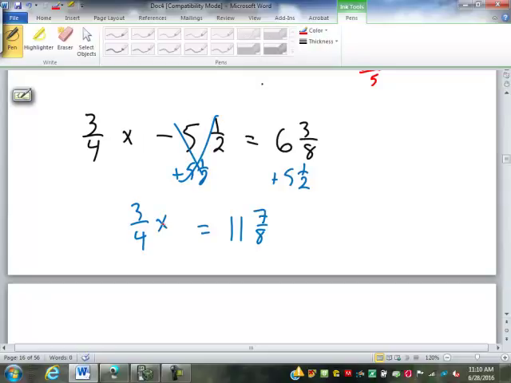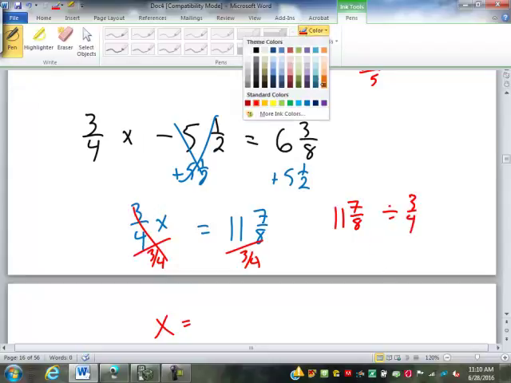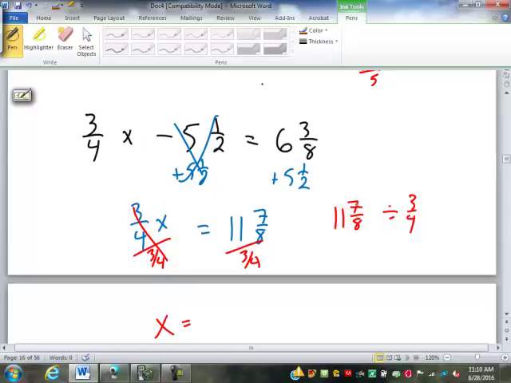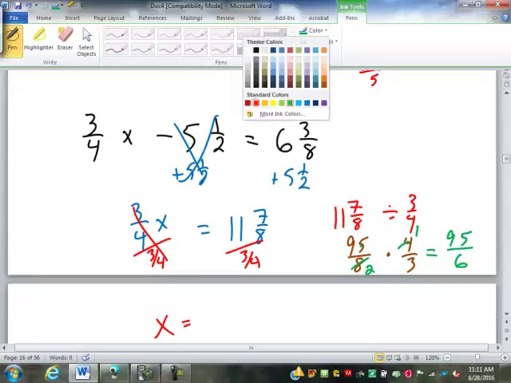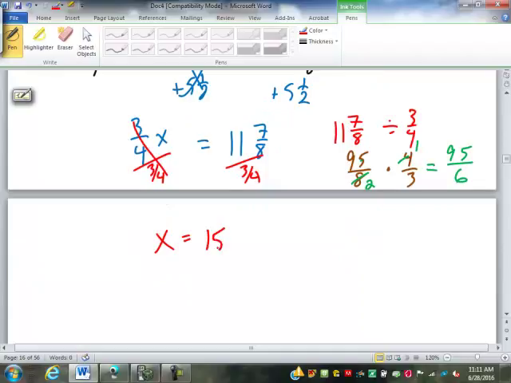X is being perfect. It's being multiplied by 3/4, so we're going to divide by 3/4. So that's gone, leaves us with x. We have 11 7/8 divided by 3/4. This is going to become 8 times 11 is 88, plus 7 is 95/8. This is going to be times 4/3. And we can cross cancel the 4 and the 8 to give me 1 and 2. 95 times 1 is 95. 2 times 3 is 6. 95/6 is 15 5/6.